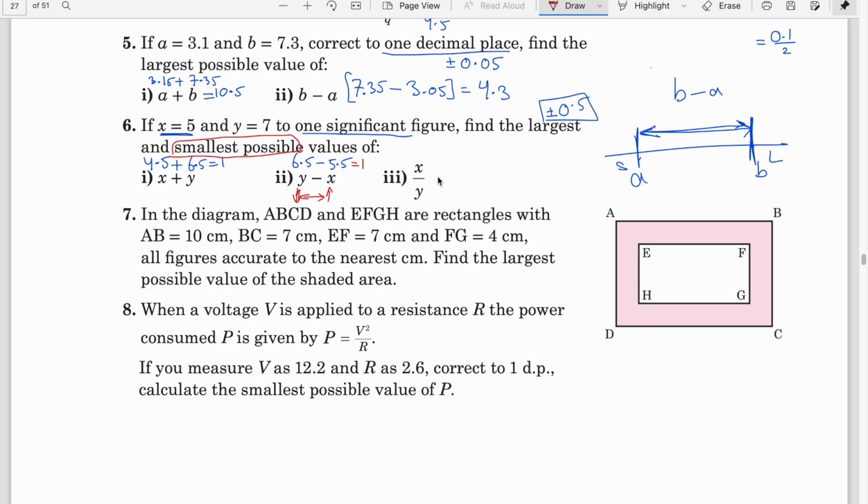And then for x over y, the numerator should be smaller and the denominator should be bigger to get a smaller value. This is 3 by 5, which is equal to 0.6.